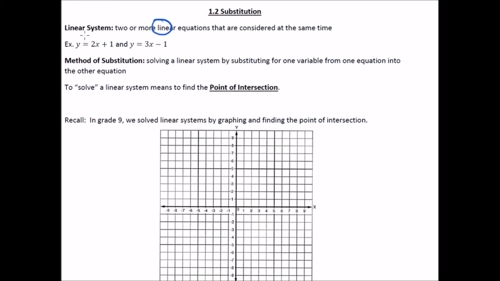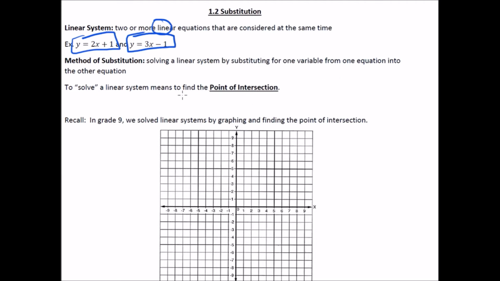So here's an example. If we consider y equals 2x plus 1 and y equals 3x minus 1. The method of substitution is when we solve a linear system by substituting for one variable from one equation into the other equation.